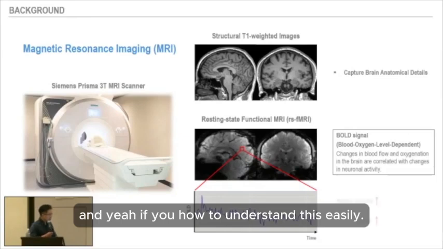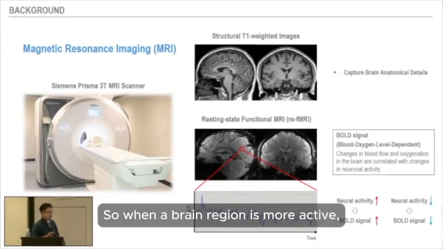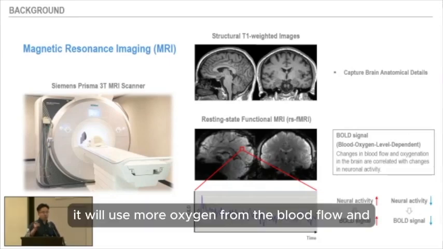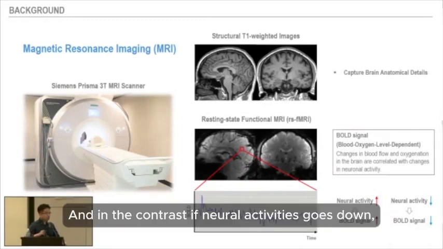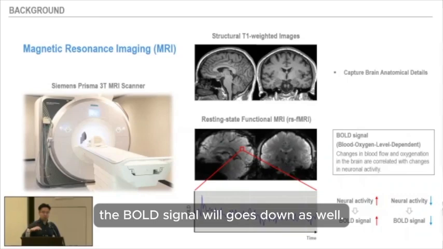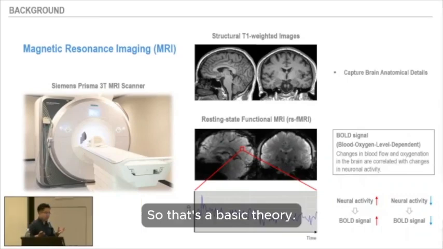How to understand this easily? When a brain region is more active, it will use more oxygen from the blood flow, which leads to an increase of the BOLD signal. In contrast, if neural activity goes down, the BOLD signal will go down as well. So that's the basic theory.